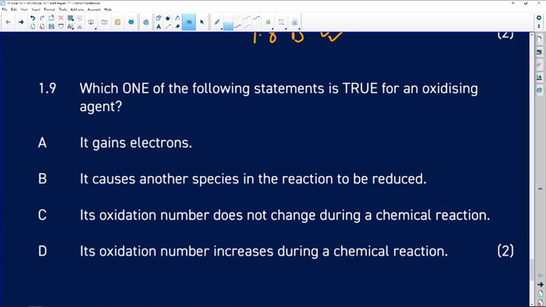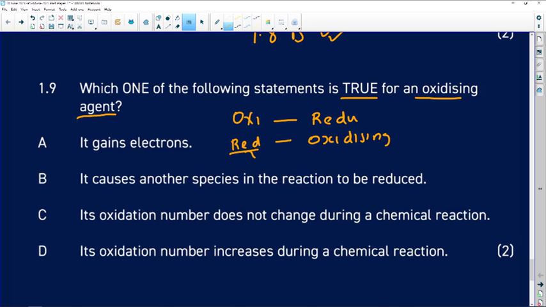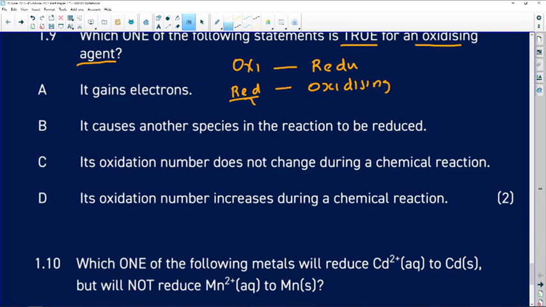Which one of the following statements is true for an oxidizing agent? So we need to know what is an oxidizing agent. We also need to know what is a reducing agent. So we know that if it is oxidation, it is a reducing agent, right? And if it is reduction, it is an oxidizing agent. So we are looking at an oxidizing agent here, which is reduction. And reduction is gain of electrons.